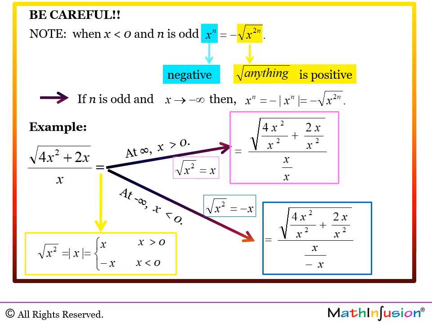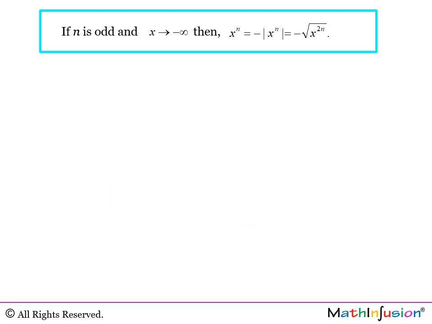We can really summarize this and show that when the limit is x approaches infinity, those limits are easy. But when x approaches negative infinity, you have to be very careful. Let's do an example.